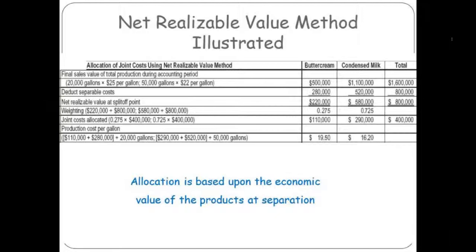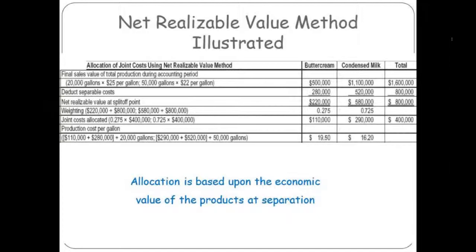You subtract out the separable costs for each, and so you now have a net realizable value. This number here is the net realizable value, or the value that you're applying to that buttermilk at the point of separation. You walked it back in the process to the point of separation, and this is the value that it has to you at that point.